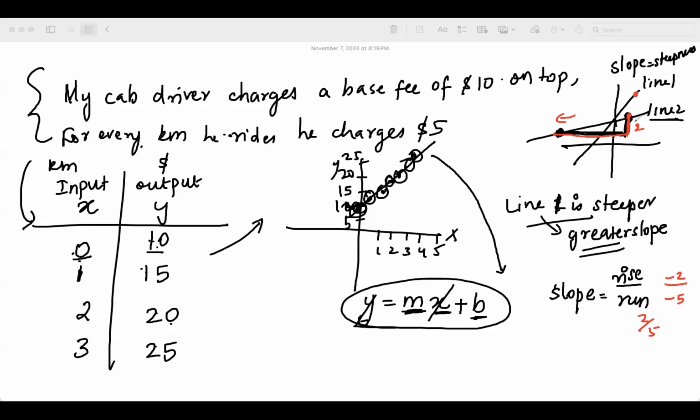To find out the slope of this line, I can draw another right angle triangle. I come down 4 units. Again, I go to the left 4 units. 4 by 4, which is 1. So the slope of this line is 1. The slope of this line is 2 by 5. Which is steeper? The slope of this is less. Do you see it's a fraction less than 1? Here it is 1. Do you guys get it? Okay. Before I go to the cab driver charging, I'm going to come back to it. Can I go to something else?